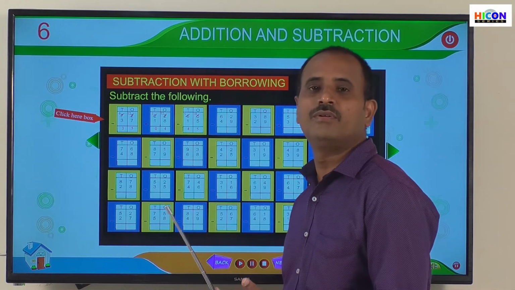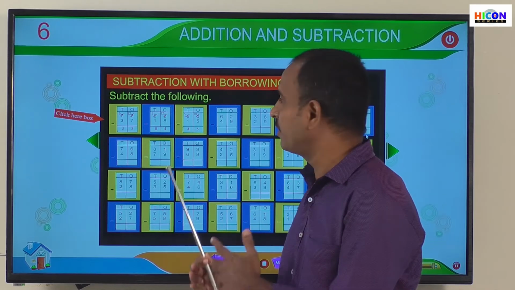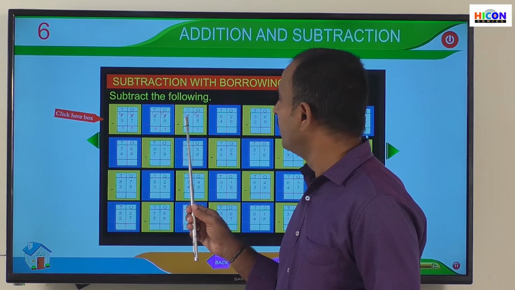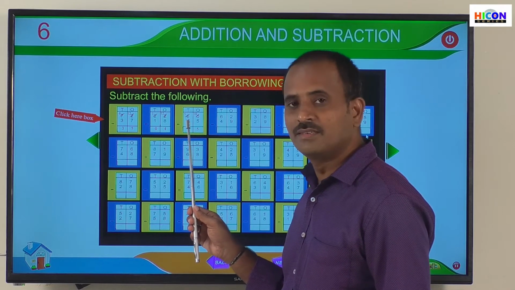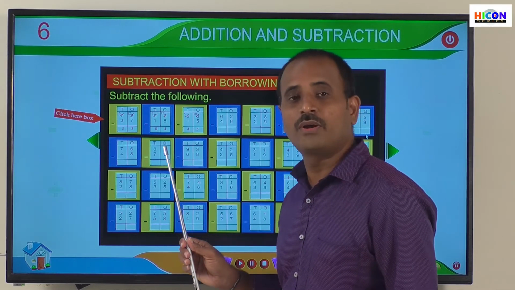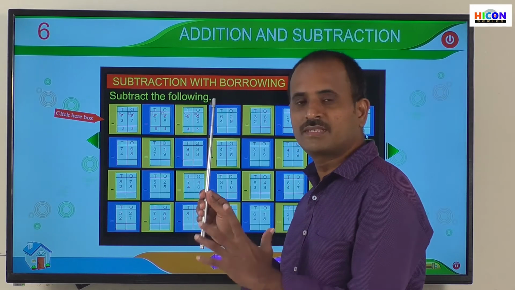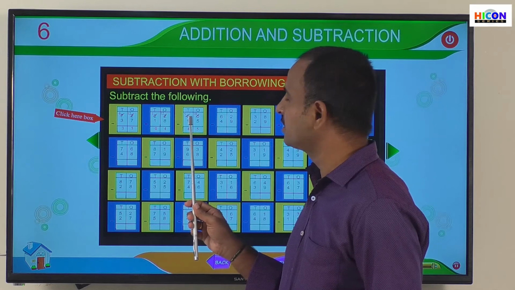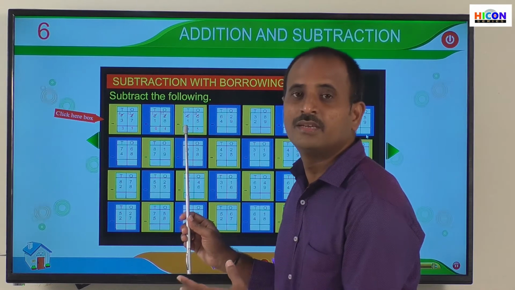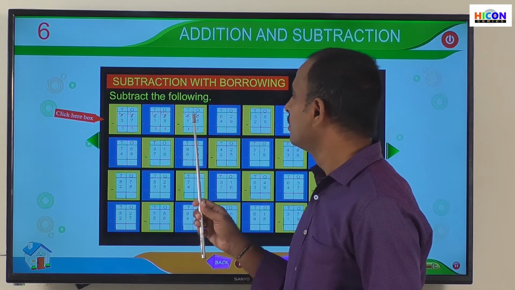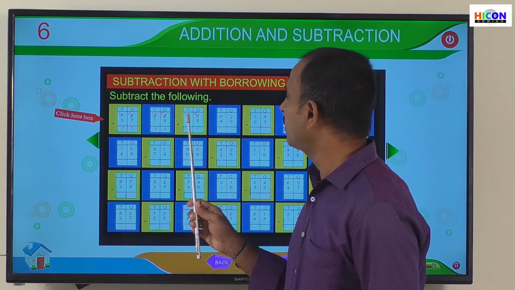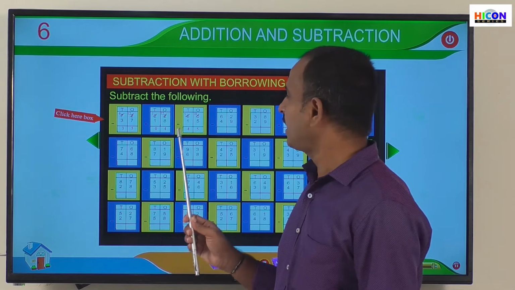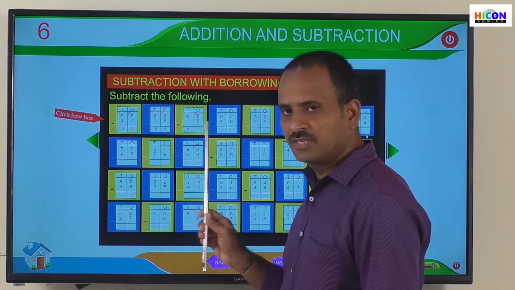Then what do we have to do? We have to take borrow from the next place. What is the next place? The tens place. And how many tens are there? There are 6 tens. So take borrow 1 ten from 6 tens. Then there will be how many tens? There will be 5 tens. So strike off 6 and write 5. That means there are only 5 tens. And carry 1 ten to the ones place.